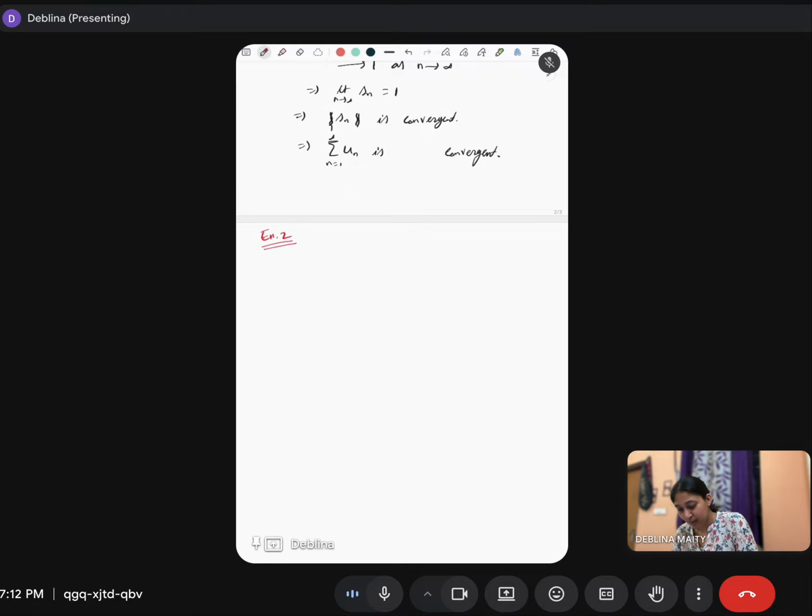So take this sum, 1 plus 2 plus, and so on to infinity, right? So is this convergent?